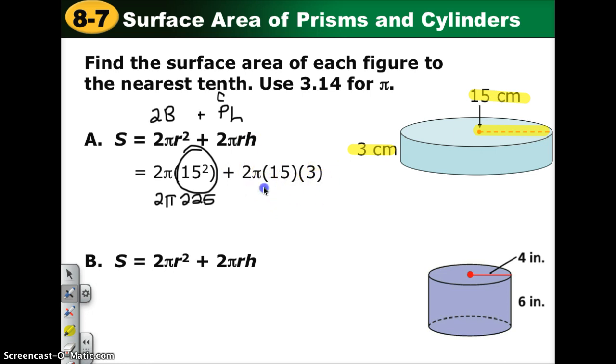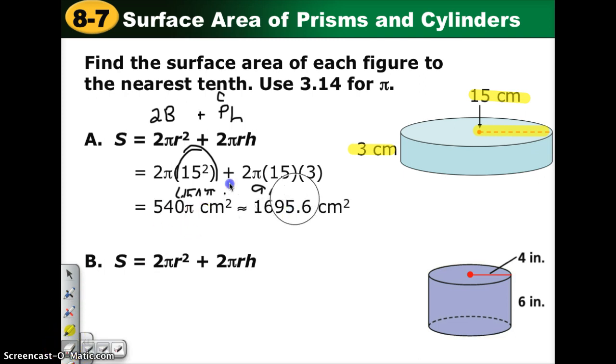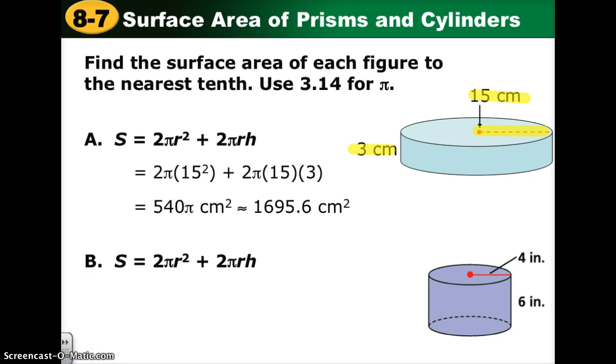So if I were to combine everything, I get 90 pi over here, and 225 times 2 will give me 450 pi over here. I haven't multiplied by pi yet because I want to keep it as exact as possible. Now, just like having variables, I can add 450 plus 90 for 540 pi. And if I multiply 540 by 3.14, I'll end up getting an answer of 1,695.6. And this was centimeters, so centimeters squared.